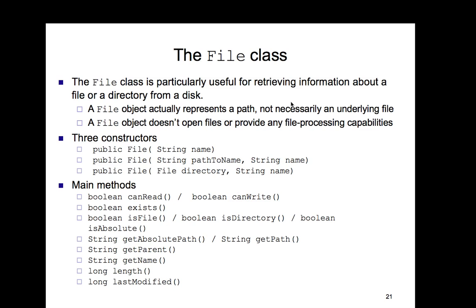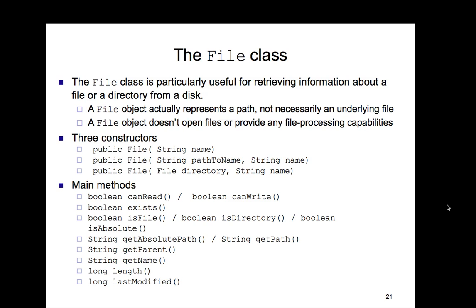So we have the file class. It's useful for retrieving information about a file or a directory from a disk. Files and directories are actually treated the same way, same thing as the C or C++ implementation. A File object actually represents the path, not necessarily the underlying file, because it's the location where the file was found, and we have a pointer that leads to that location. It doesn't open the file or provide any file processing capabilities. It's just the pointer to the file.